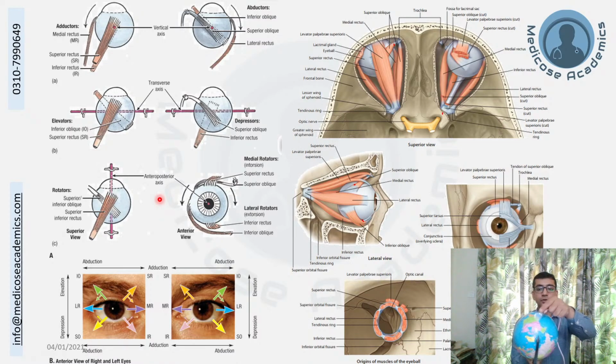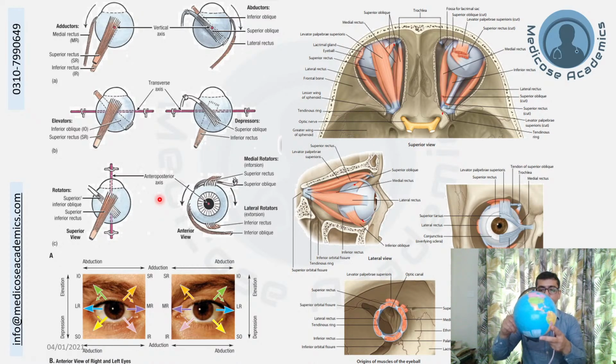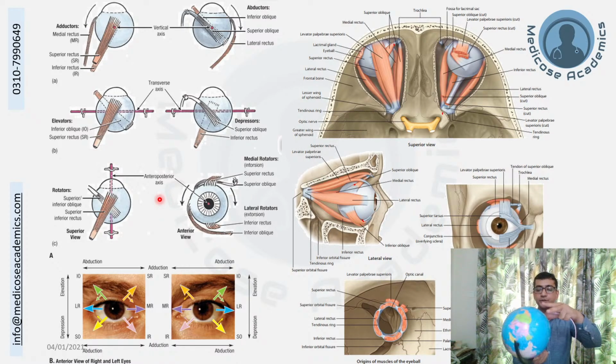The third one, we are left with intorsion or extorsion along the vertical anteroposterior axis. So it was attached to the superior surface. It was approaching from the medial aspect. When it contracts, it will help in intorsion. So these are the movements by the superior rectus. Superior rectus is helping in elevation, in medial rotation, or adduction, and anteroposteriorly it is helping in intorsion.